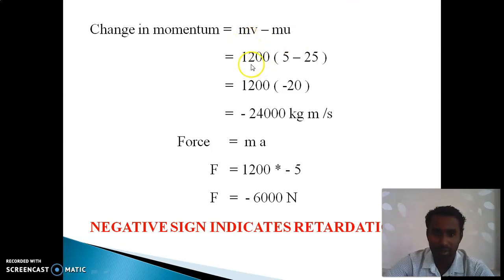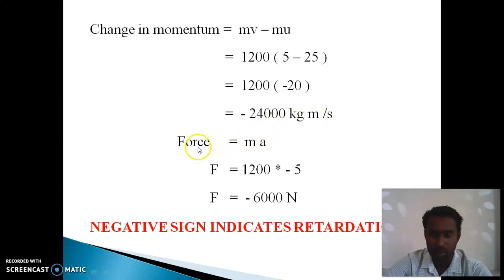Mass is a constant value, 1200, and v is 5 and u is 25. So 5 minus 25 is equal to minus 20. So 1200 into minus 20. If you multiply, plus into minus gives minus. Then 12 into 2 is 24, then 24 followed by the zeros. What is the unit? In mv minus mu, mass is in kilogram, and v or u is in meter per second. So minus 24,000 kilogram meter per second is your change in momentum, right?